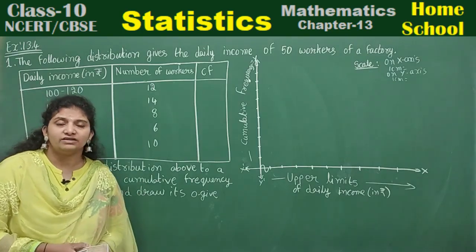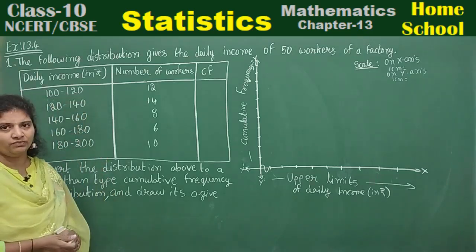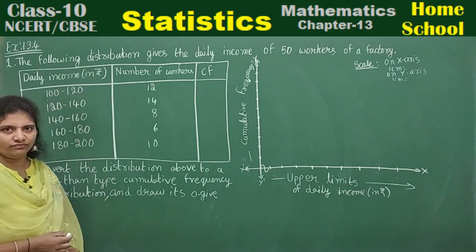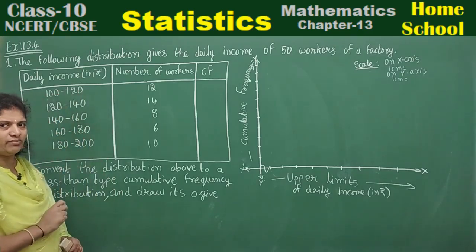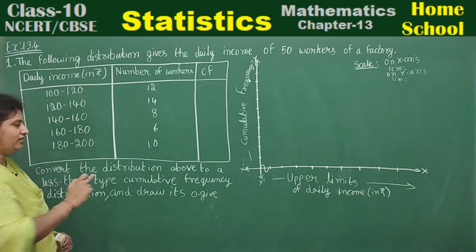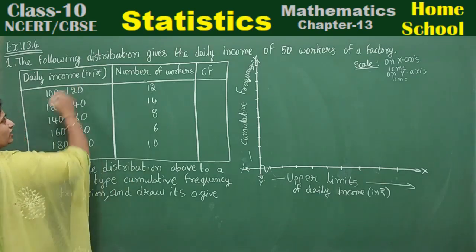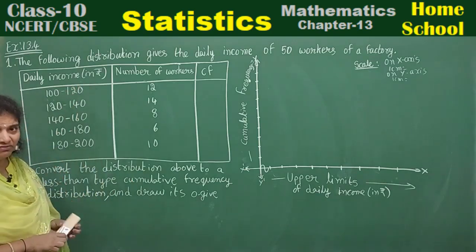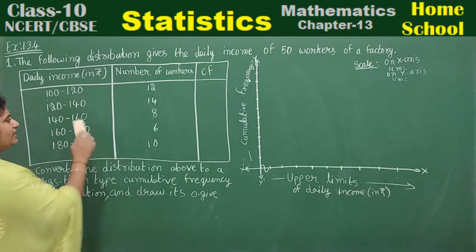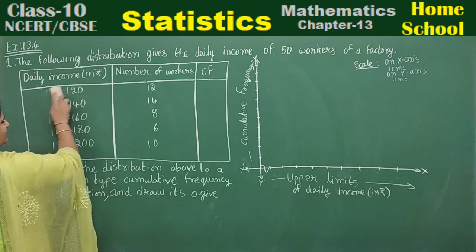How can we convert this to less than type? Observe here, 100 to 120 means more than 100, less than 120. You need to convert into less than type, where you use the words less than 120, less than 140, less than 160. Let us convert this.